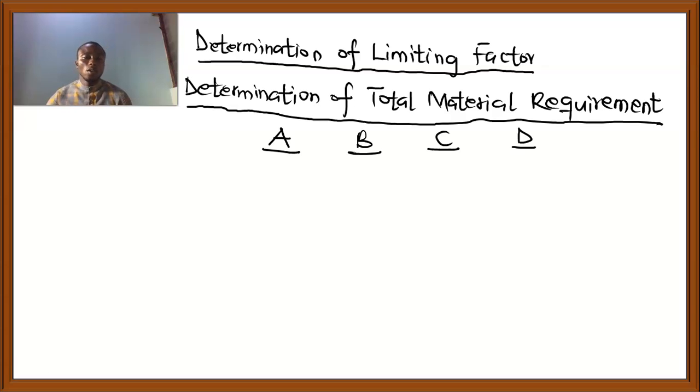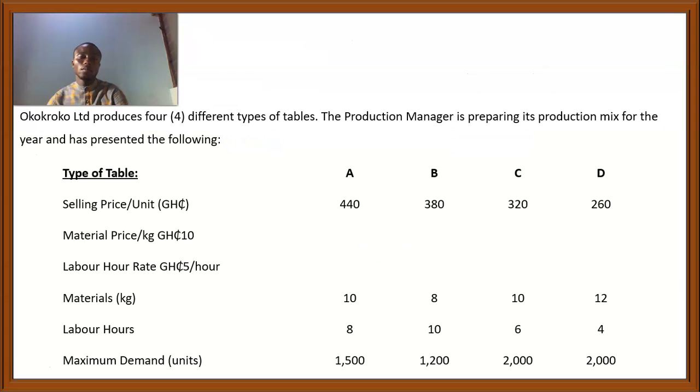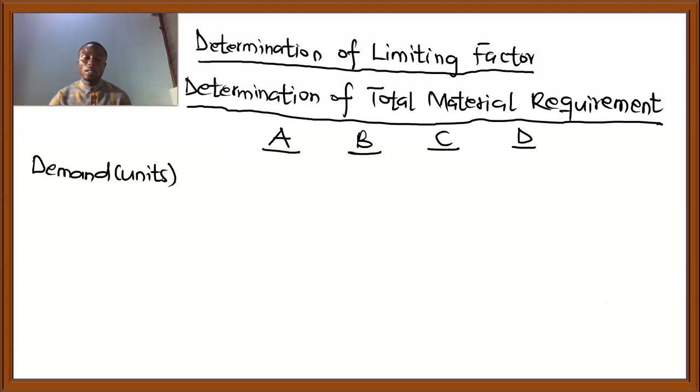And then we have a demand in units. Let's go back to the question. We are told that the maximum demand for A is 1,500, B 1,200, C 2,000, D 2,000. So we have 1,500 here, 1,200, 2,000, and another 2,000.